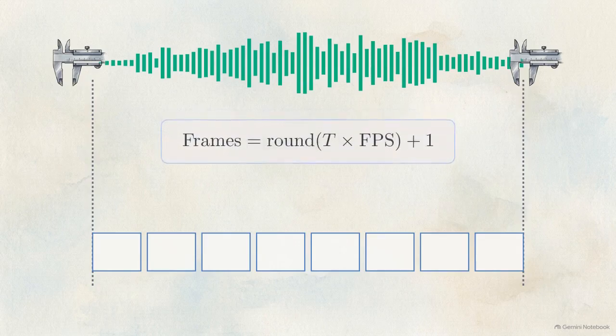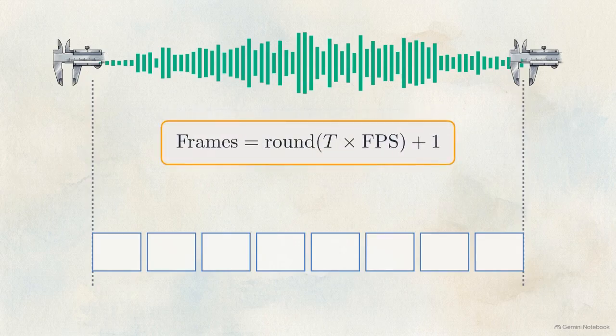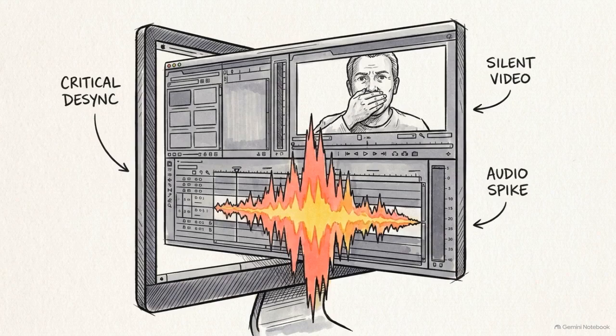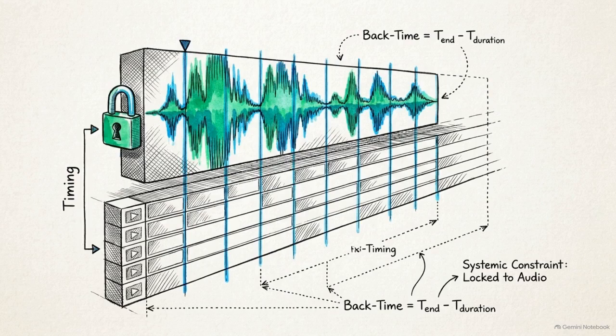The pipeline determines the frame budget for the AI generator using a specific formula. Total frames equal the rounded product of time and frames per second, plus 1. This calculation is mandatory to prevent audio-video desynchronization in an automated pipeline. In an autonomous system, time-based alignment requires that audio serves as the master timeline.